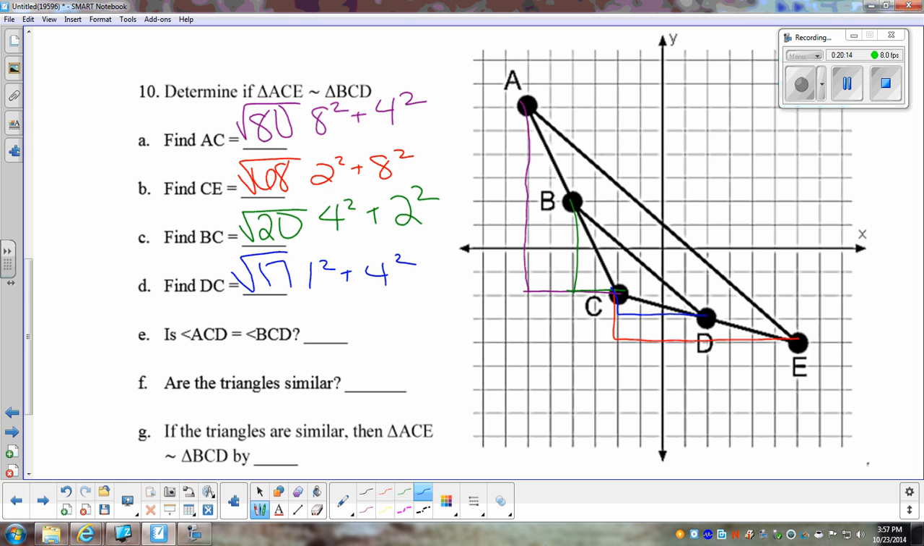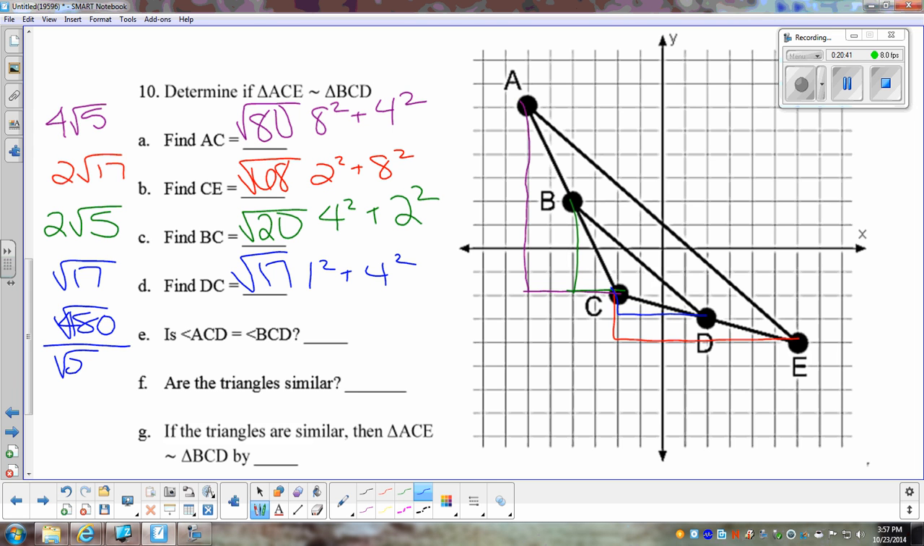I'm going to put these on my calculator. If I simplify these, this simplifies to 4 root 5. This one simplifies to 2 root 5. 2 root 17. So these are all going to have a ratio of 2 to 1. Because square root of 80 over the square root of 20 is 2 over 1. And the square root of 68 over the square root of 17 is also 2 over 1.